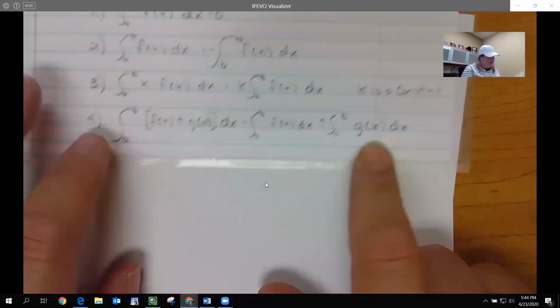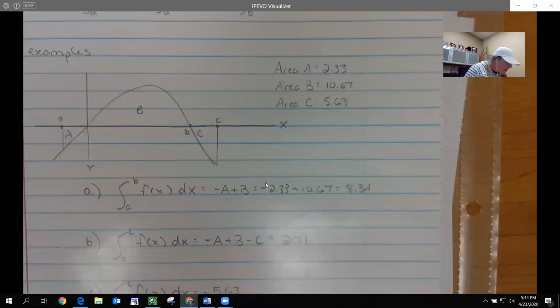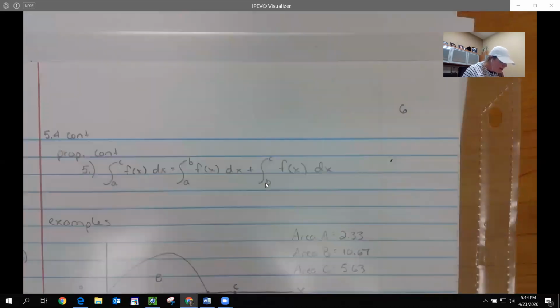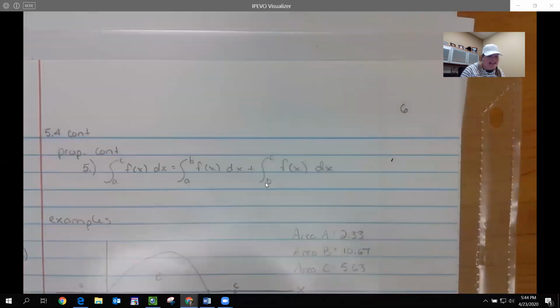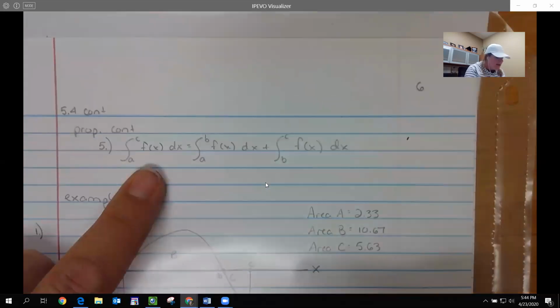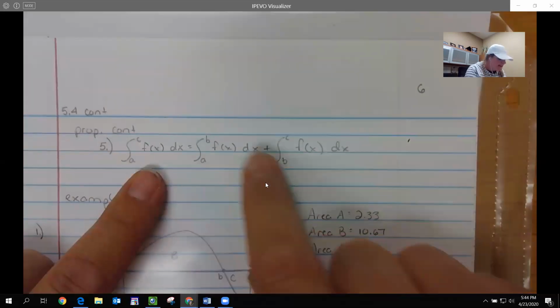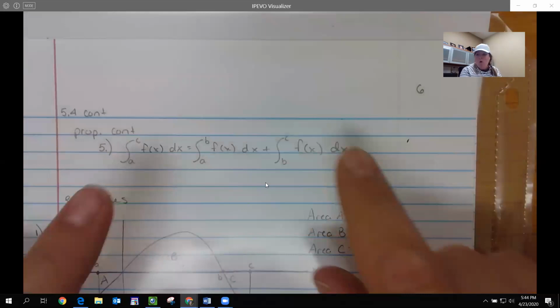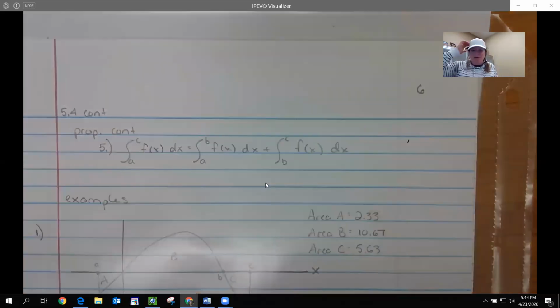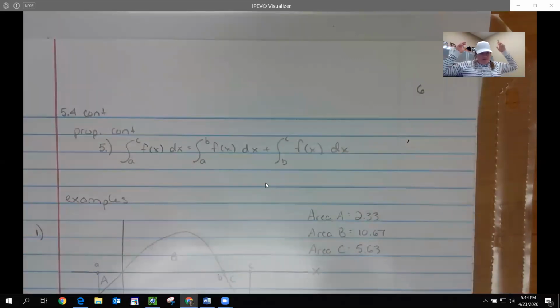Oh, I had one more property. If I go from A to C of a function, and you go A to B and then B to C, you could break that whole function up as well. Last property. Basically, A to C is the same as this one plus this one. So you can break it up that way as well.